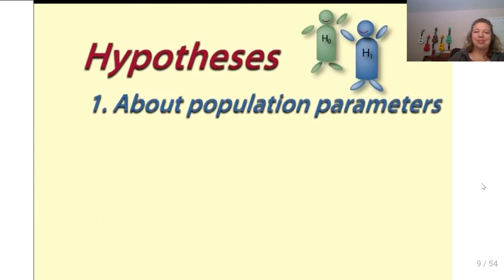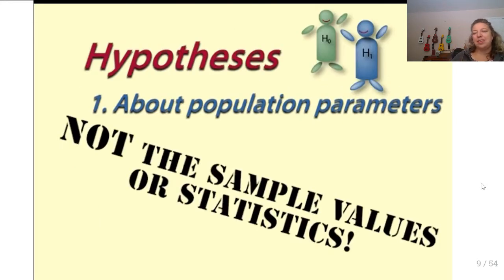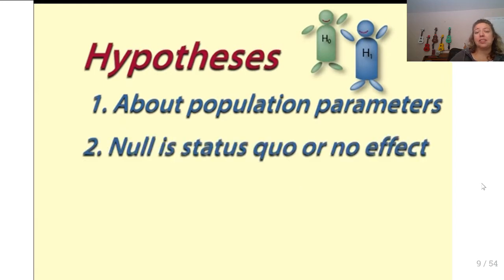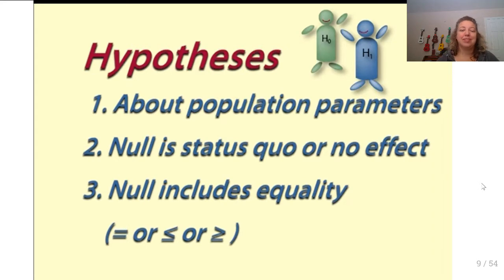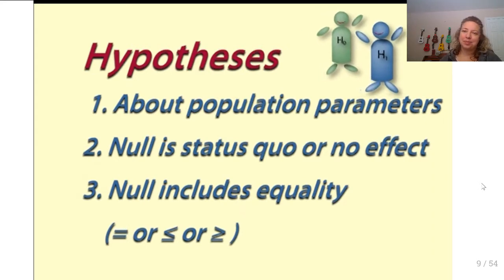Note 1. The hypotheses are always about the population parameters, not the sample values or statistics. Very important. 2. The null hypothesis usually refers to the status quo, the thing we are trying to find evidence against. It generally represents no effect. And 3. The null hypothesis should include a statement of equality, and the alternative should not.